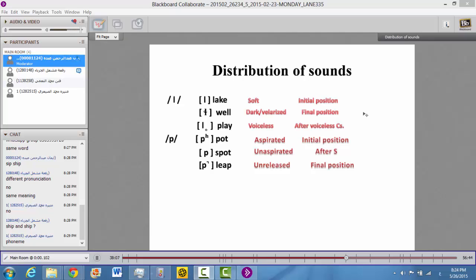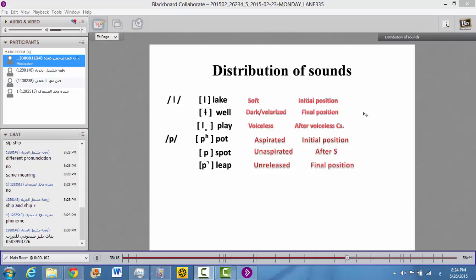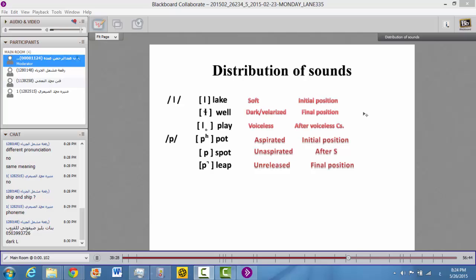So we go over the distribution of sounds concerning the sound la and the sound pa again. If you look at la, we call it the soft la in lake. It occurs in initial position. The dark or velarized la in well always occurs in a final position. In play, the small circle shows it's voiceless. It became voiceless because it occurs after a voiceless consonant, which is the sound pa.